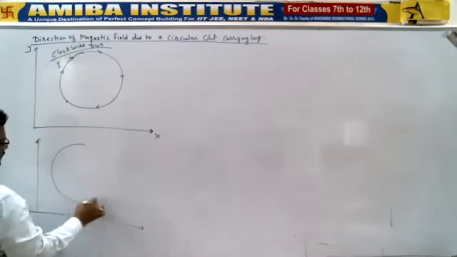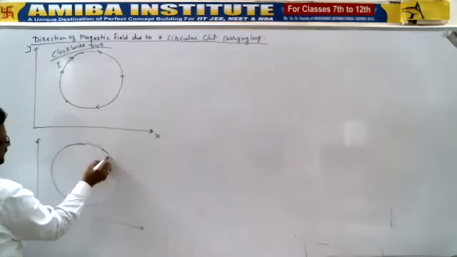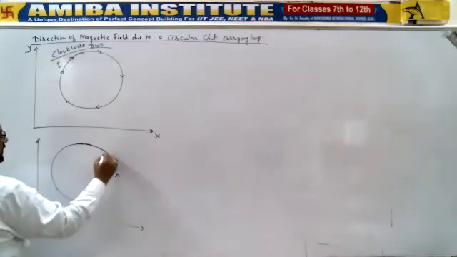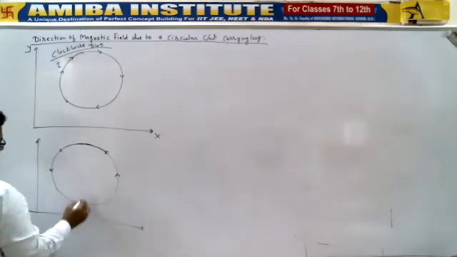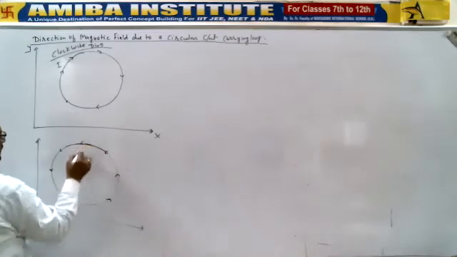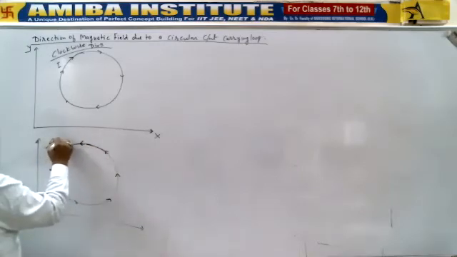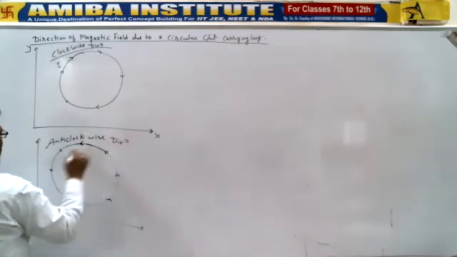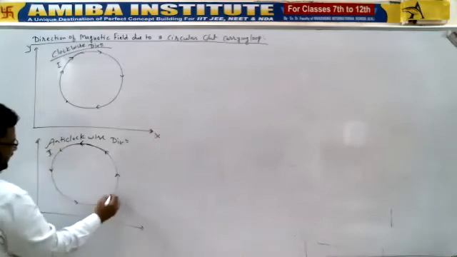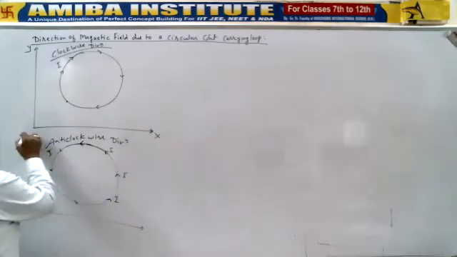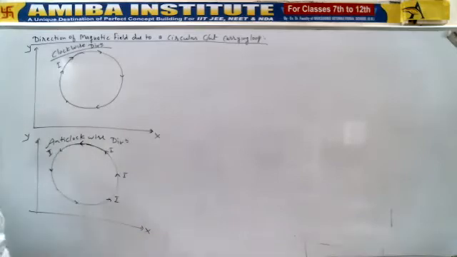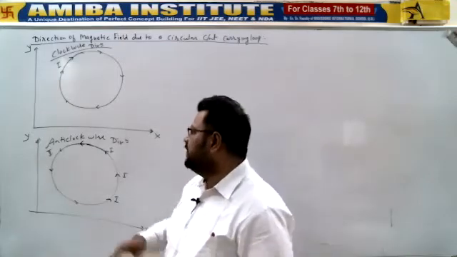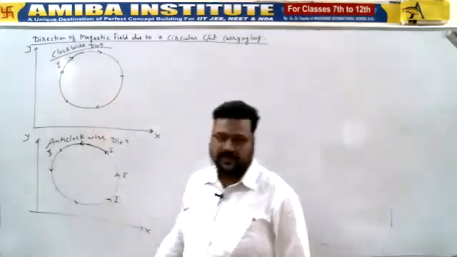Let's suppose this is the current loop, and in this current loop, current is flowing in an anti-clockwise direction. The current carrying loop is kept in the XY plane, and we need to find the direction of magnetic field.